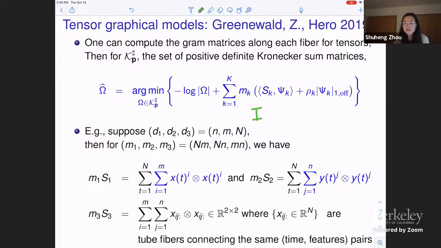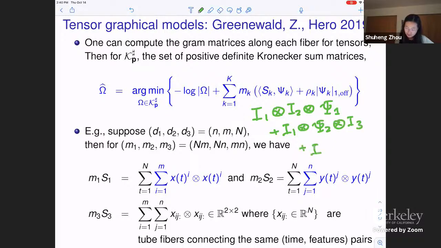For the sake of the talk, I will just use k equal to 3. So I will have I1 Kronecker I2 Kronecker psi 1. I may have screwed up the notation a little bit, but the idea is the same.